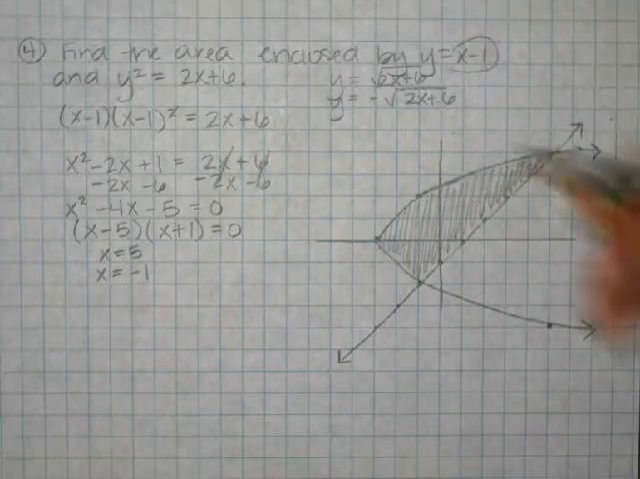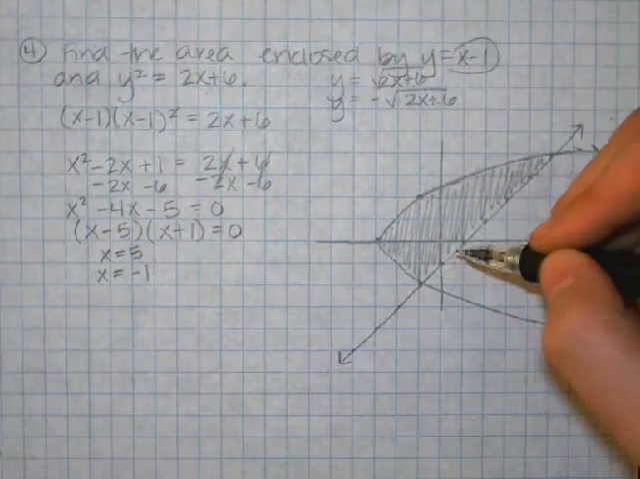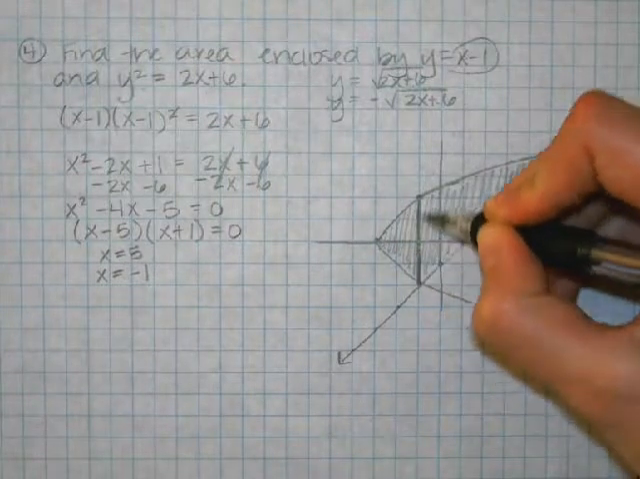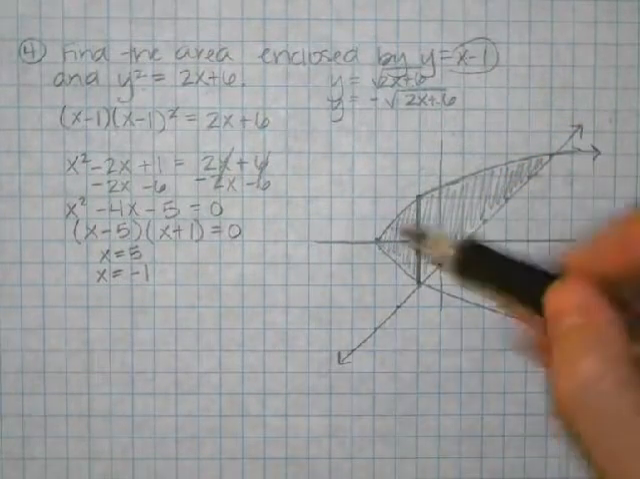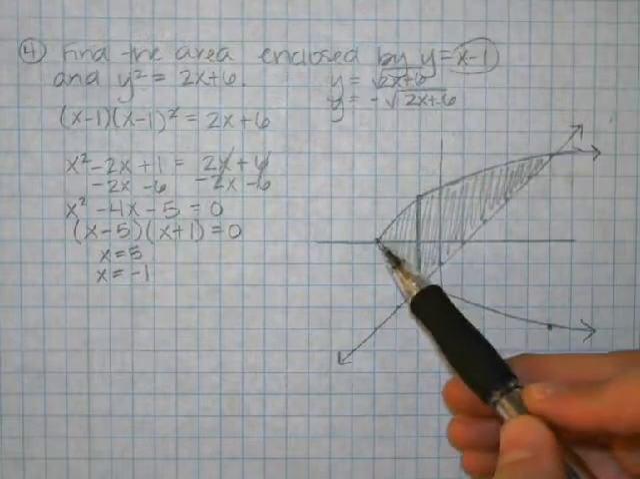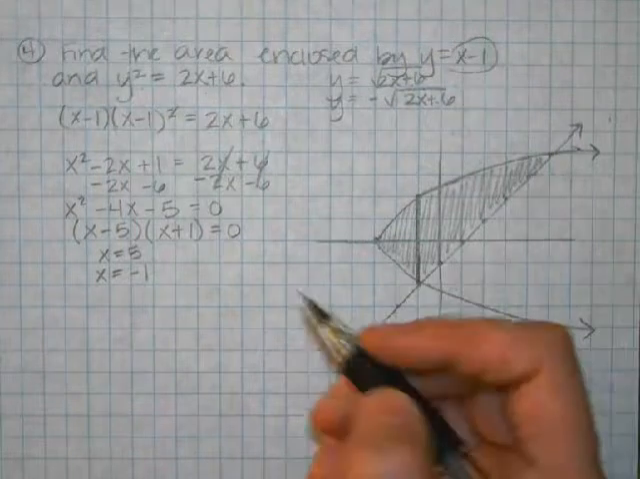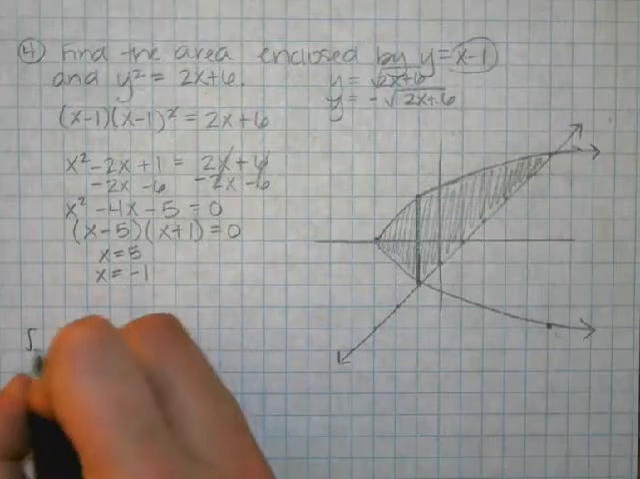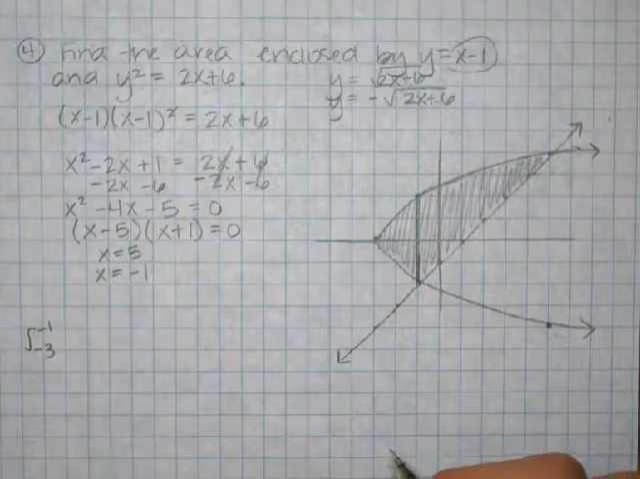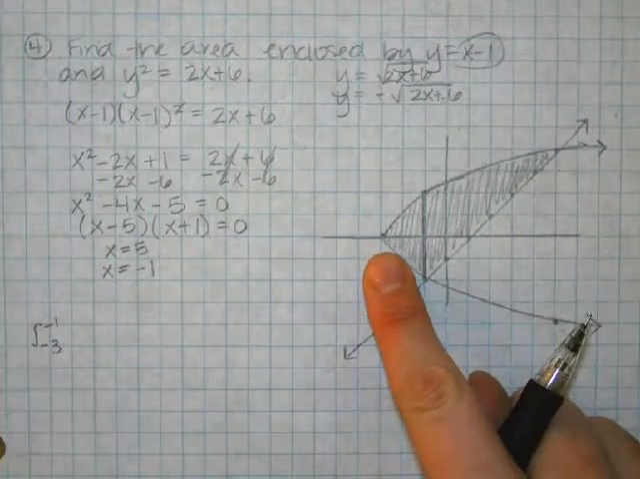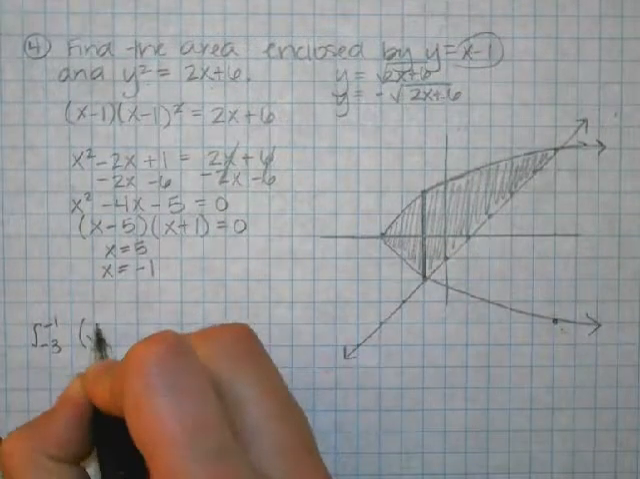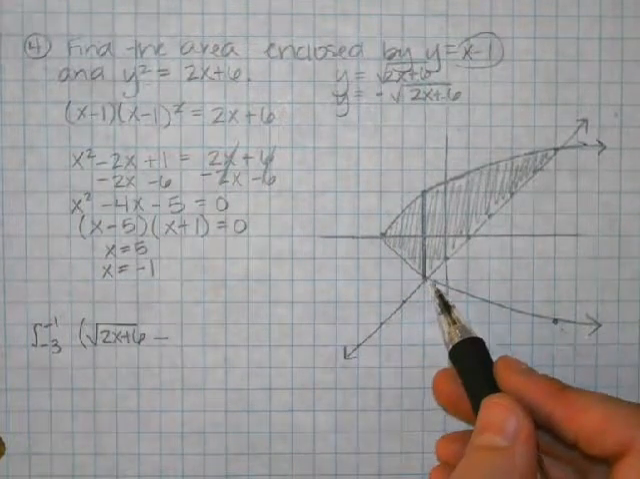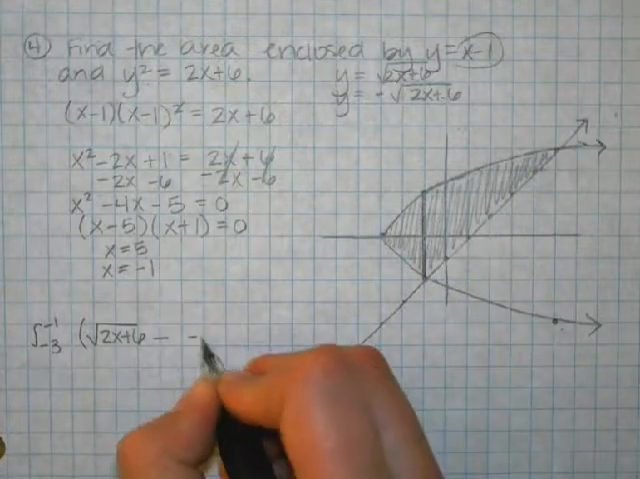So the first thing I'm going to do is think about top minus bottom, right? So the first area I'm going to break up right here. Do you see it? We had 3 different graphs, right? This is the positive square root version. This is the negative square root version. So my first integral is going to be from -3 to -1. And what curve is on top? The positive square root. Minus, what's on bottom? The negative square root.